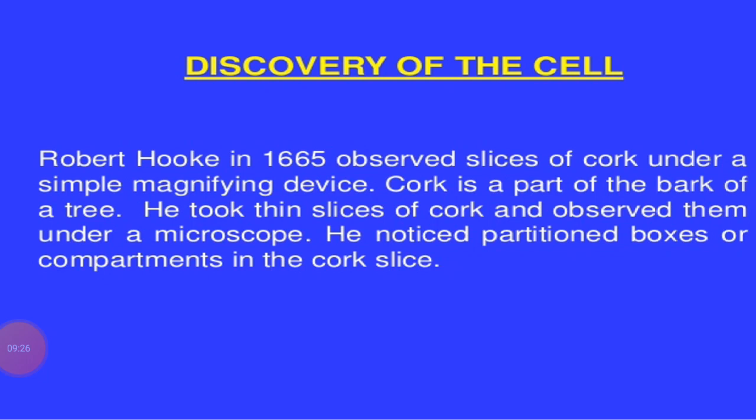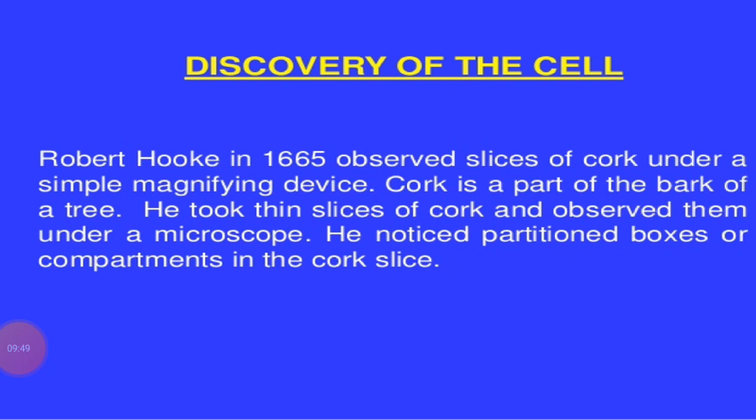Now, who discovered the microscope? There is a scientist named Anton van Leeuwenhoek, and this scientist discovered the microscope. The microscope is an instrument that makes possible the discovery of the cell. So the question arises: who discovered the cell?